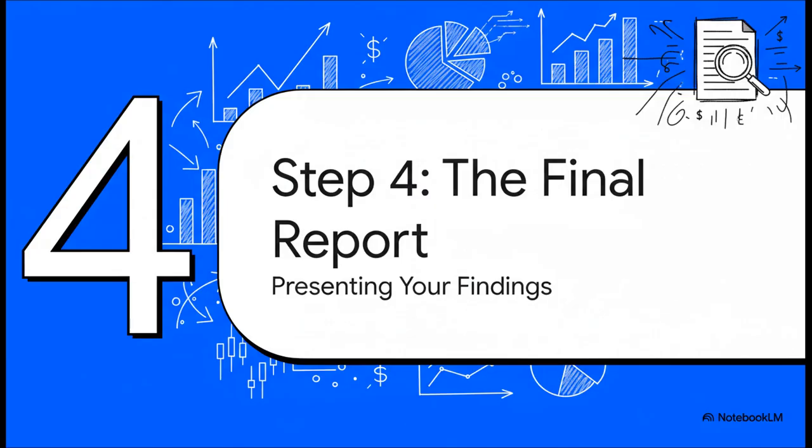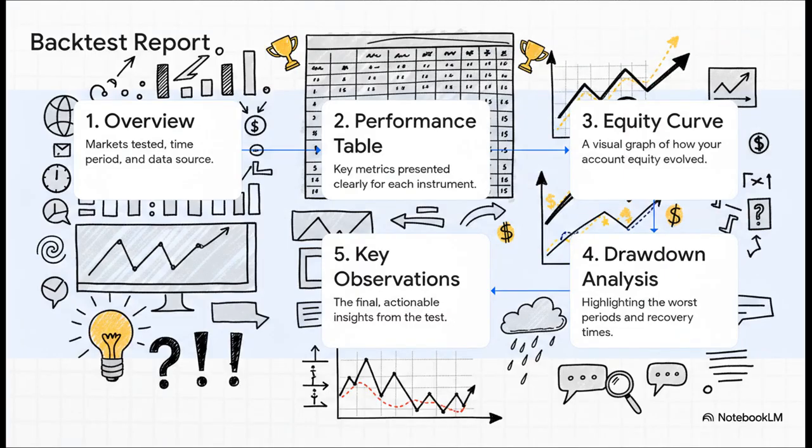All right, we're at the final step in our blueprint, creating the report. This is where you pull everything together, all the data, the metrics, the charts, into one easy-to-read document that tells the complete story of your strategy's performance. A really great report tells a story, so it needs a clear structure. You want to start with a quick overview, what you tested and over what time period. Then, hit them with a performance table, just the hard numbers. After that, the equity curve, which is that powerful visual of your account's journey over time.